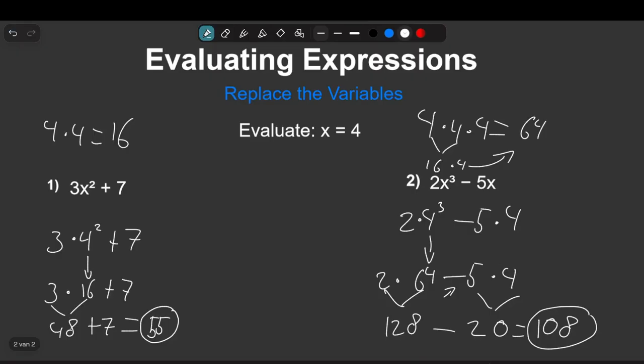So these were the two examples. If you guys would like more examples, tell me in the comments that you want more examples, and I will make another video for you guys.